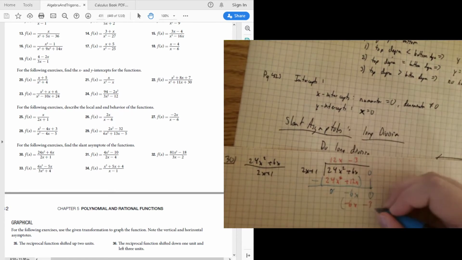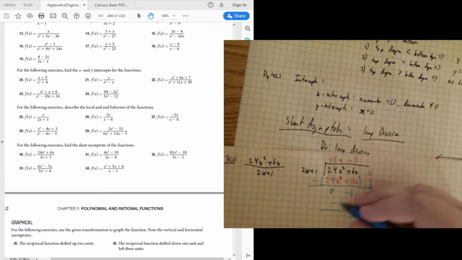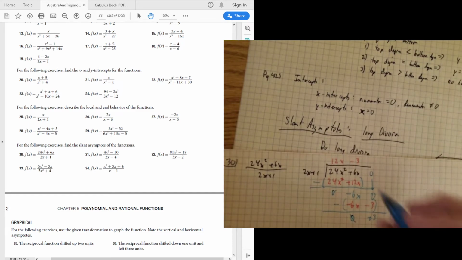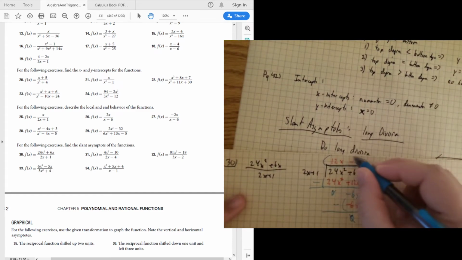We then take the result, multiply it by negative 1, and then put them together. Negative 6x minus negative 6x would be 0, and a double negative would make it positive 3. So remember, it's your quotient that is your answer. So this is your slant.